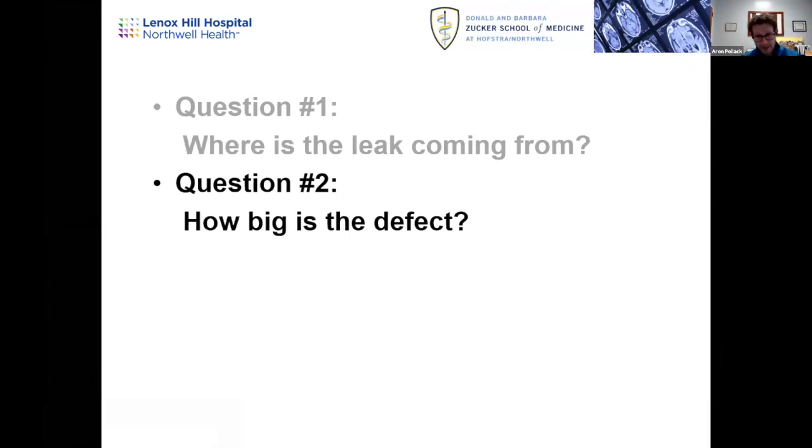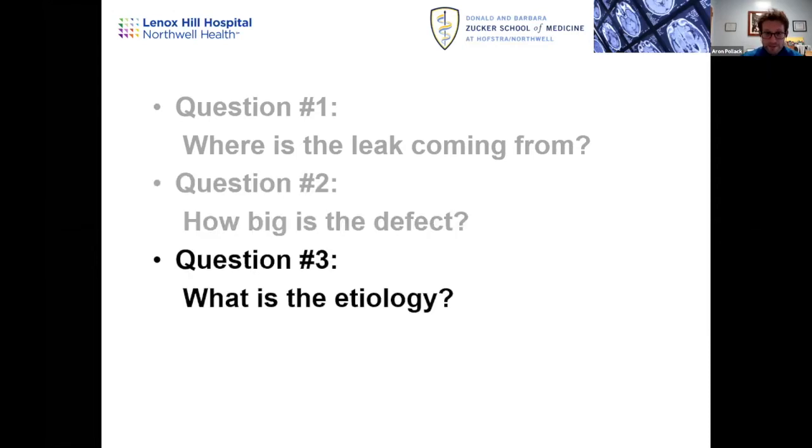So the first thing you have to ask is, well, size doesn't matter. How big is it? A very small hole probably doesn't need that much of a hardy or robust repair, meaning less tissue, less layers. It's probably easier to fix. So you have to know dimensions. And the third thing you have to ask yourself is, why is this patient leaking?